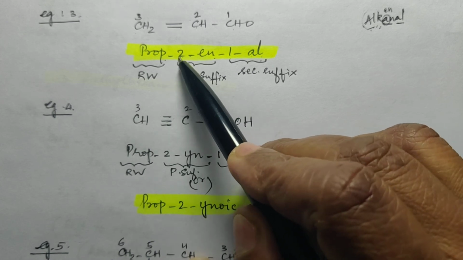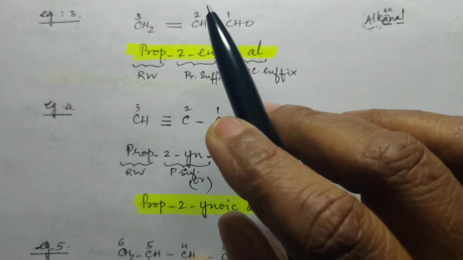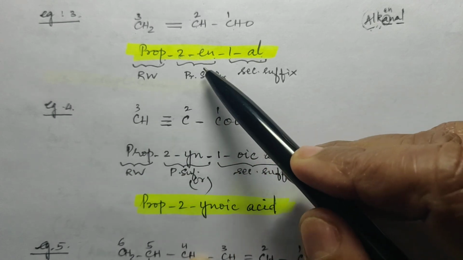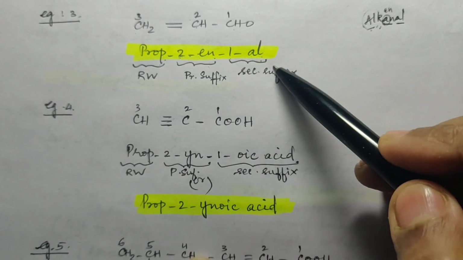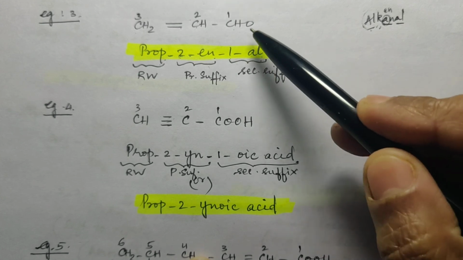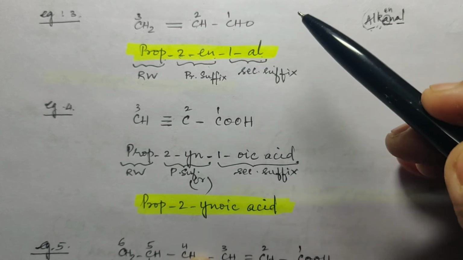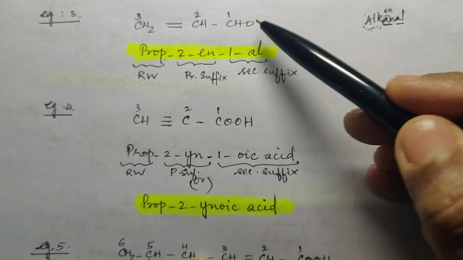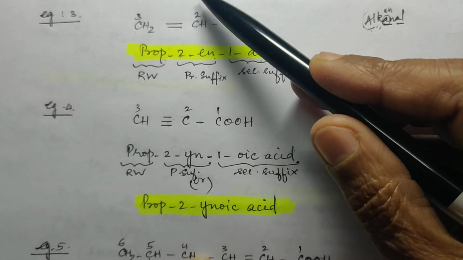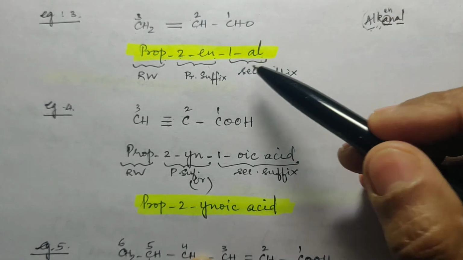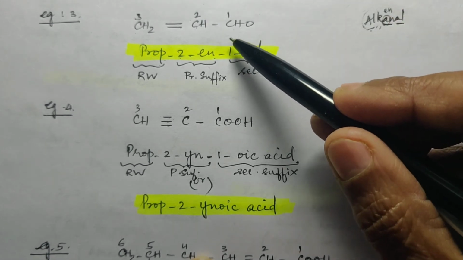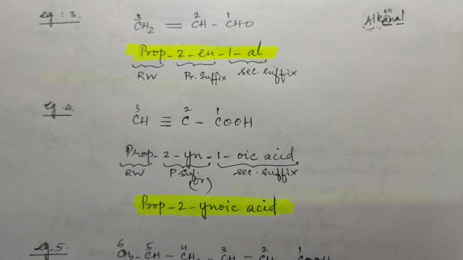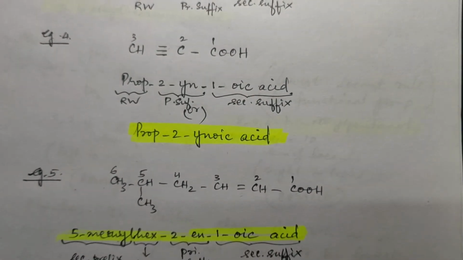Got it? And it's very, very important to put a hyphen before and after a number. Always. You have to remember this very clearly. Okay? So root word, your primary suffix, your secondary suffix. Right? Now, in the case of aldehyde, it is number 1. If it is any other functional group, it may be present in the carbon chain somewhere else also. So in that case, this position will be of utmost importance. So practice it by writing the position. Now come to the next one.